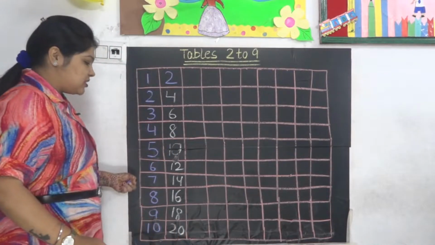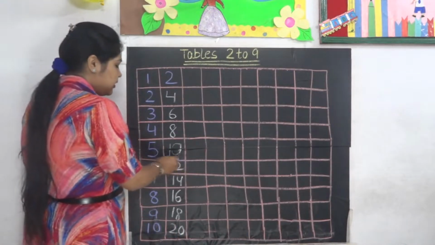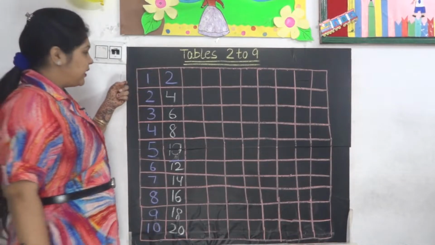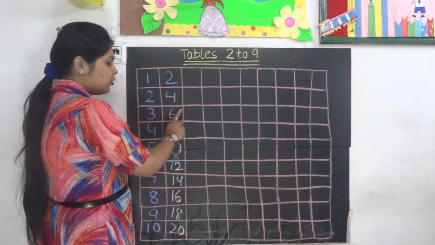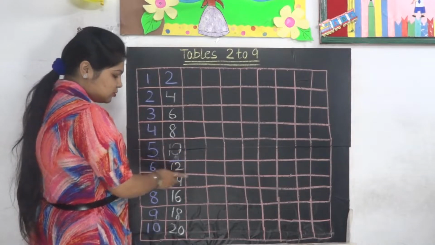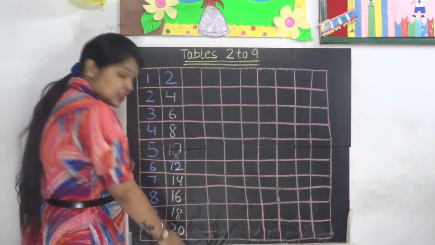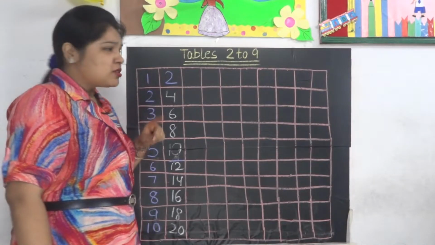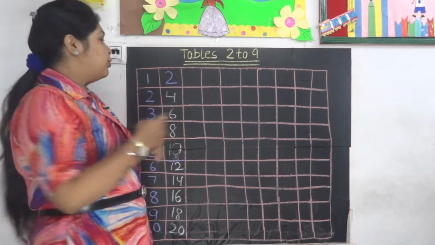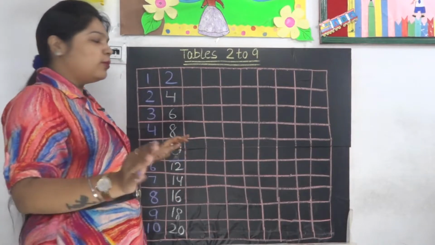Now what I have done in this table, I have just counted the boxes, okay, like this. 2 1s are 2, 2 2s are 4, 2 3s are 6, 2 4s are 8, 2 5s are 10, 2 6s are 12, 2 7s are 14, 2 8s are 16, 2 9s are 18, 2 10s are 20. Still confused? It's okay. I'll do more tables, then your confusion will be over.